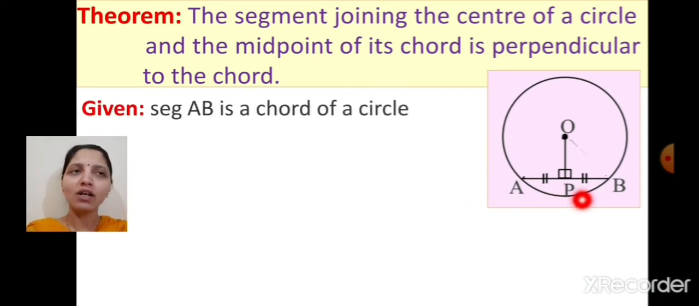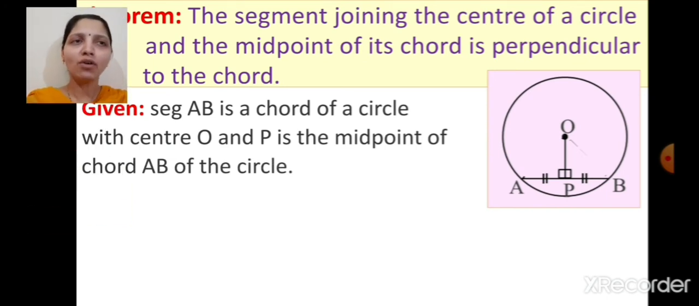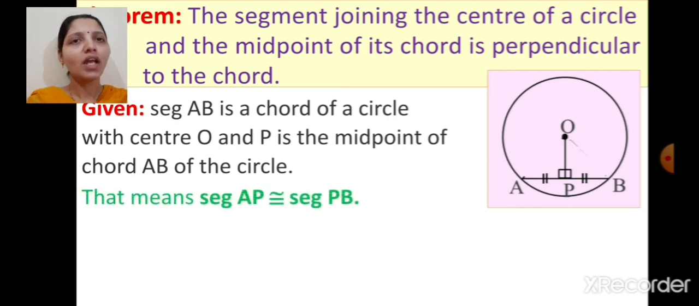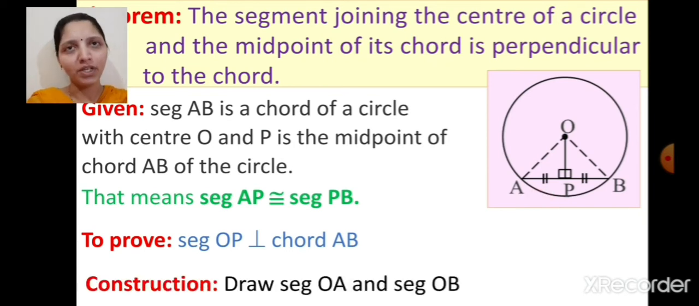Segment AB is a chord of a circle with center O, and P is the midpoint of chord AB of the circle. Okay. That much is given to us. That means segment AP is congruent to segment BP. Okay. Now we have to prove that segment OP is perpendicular to chord AB. Okay. So for that we have to do one construction. We have to draw segment OA and segment OB.